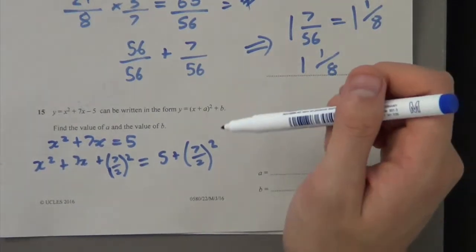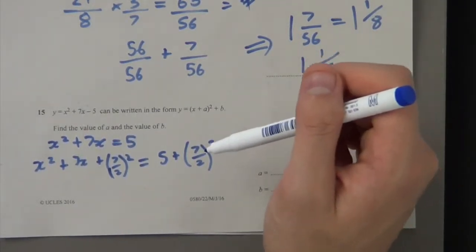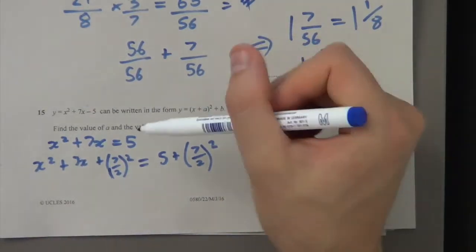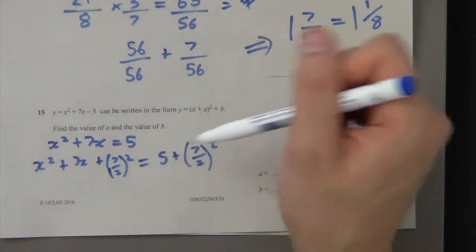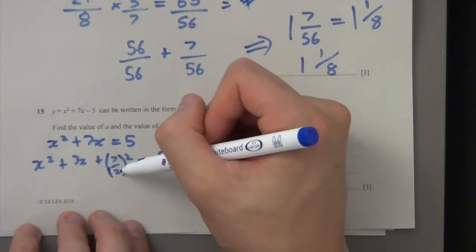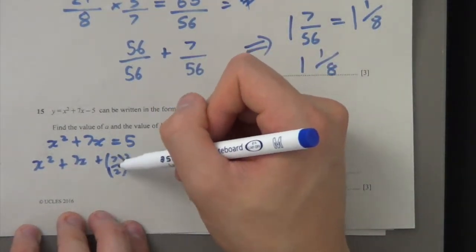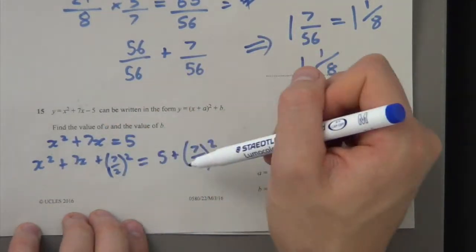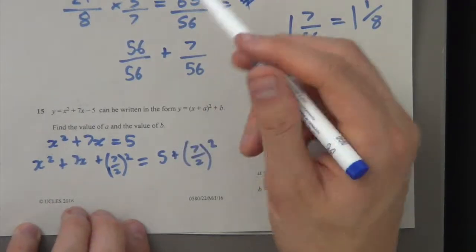In algebra, as long as you do the same to both sides, you're not changing the equation. Well, you are, but you're not changing the values on both sides. They're always equal to each other. So, 7 over 2 squared translates to 49 over 4, so the next time I write this out, I'm going to have 49 over 4 on both sides.